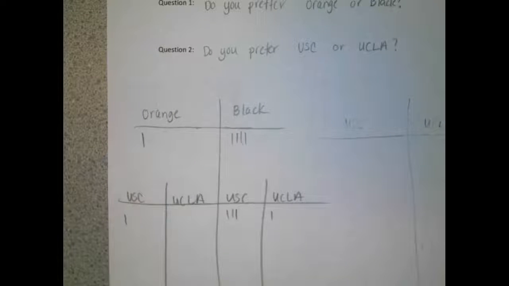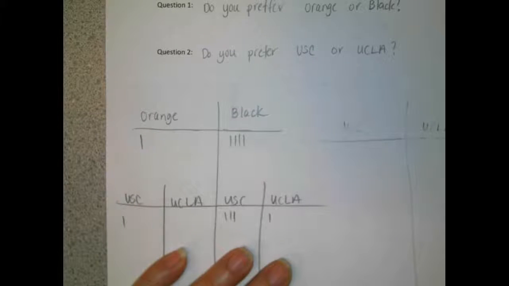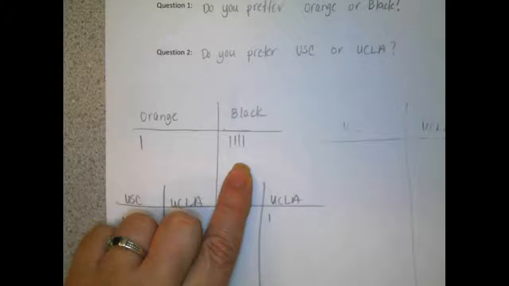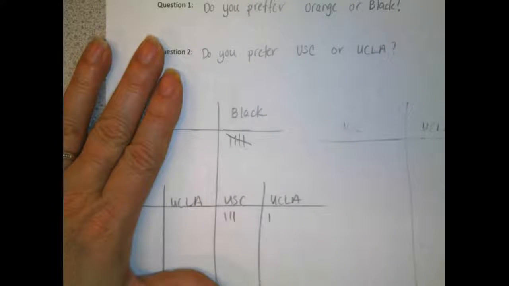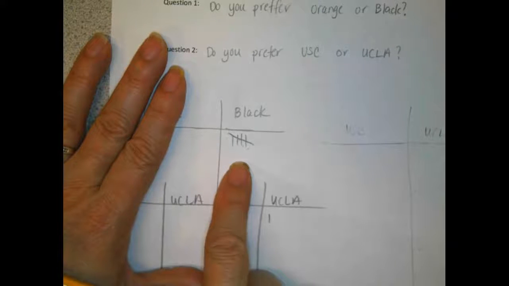Let me see. Isaac, orange or black? Okay. Black, USC. Again, we agree on something. So look, I have 1, 2, 3, 4 marks here, right? Isaac makes it 5. So when we take our hash marks, that's how we do our hash marks. You have a question?